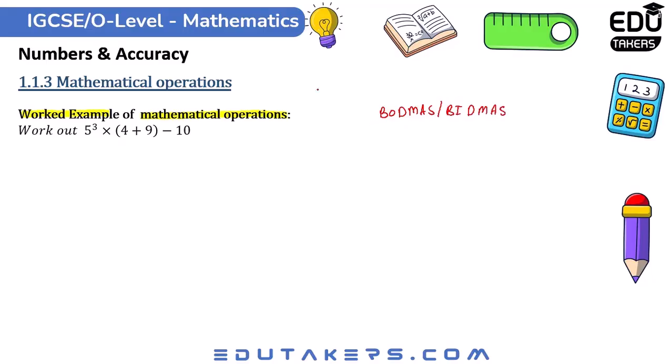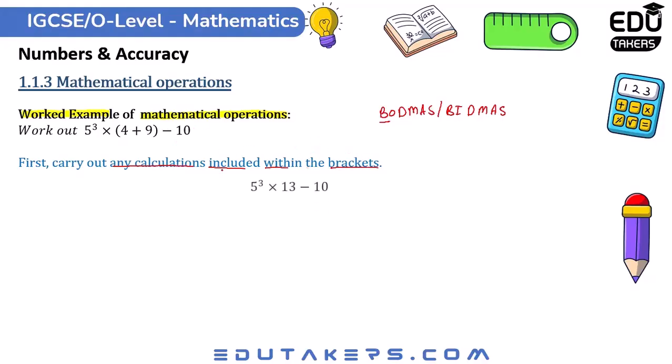According to this rule, first of all we need to solve brackets. First, carry out any calculations included within the brackets. So it will be 5 cubed multiplied by 13 minus 10, since 9 plus 4 is 13. Then any power. So we have the power on 5. 5 cubed is 125. The remaining will be the same, multiplied by 13 minus 10.